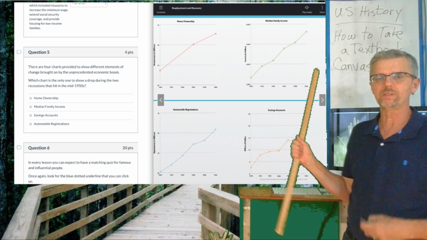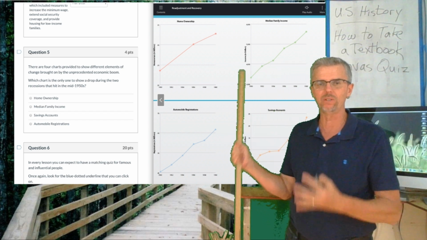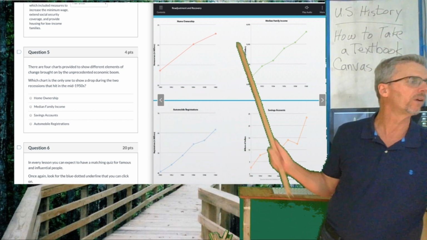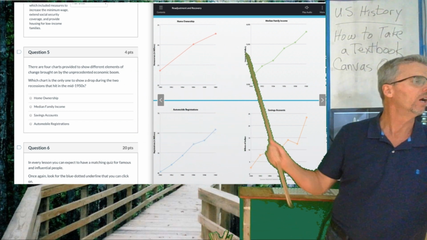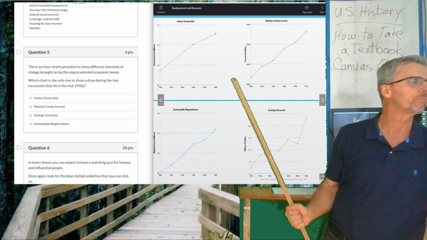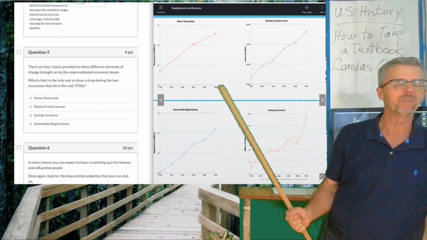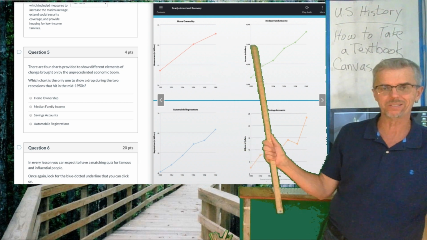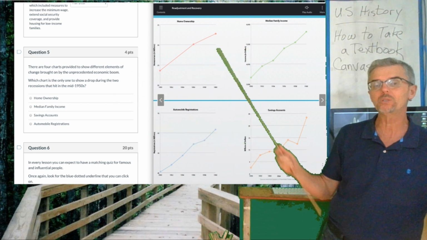All right. Question number 5. The tables are always a big target for me to give you a quiz question about them. So here it says, there are 4 charts provided to show different elements of change brought on by the unprecedented economic boom. I will try and give you some hints, but when it says charts, just leaf back and forth, scroll up and down.